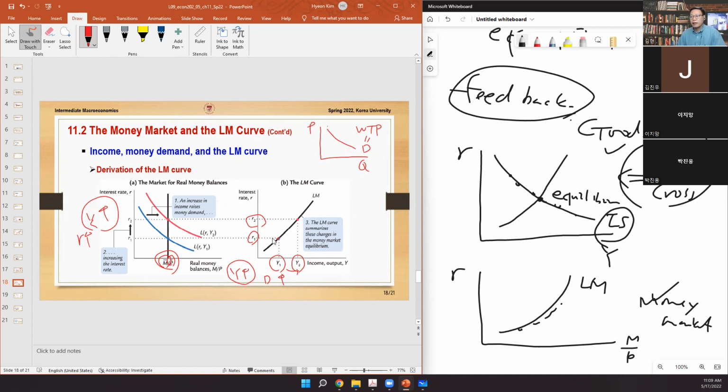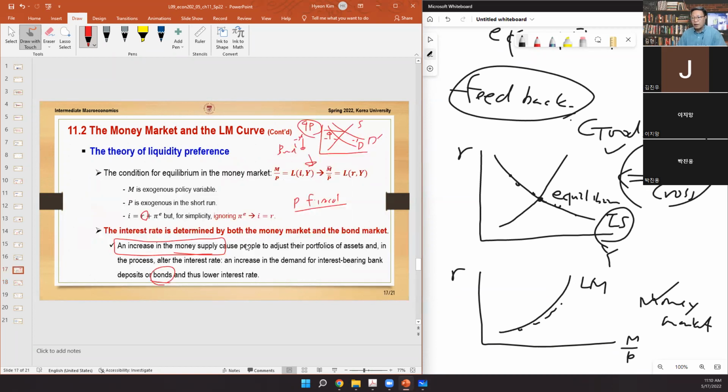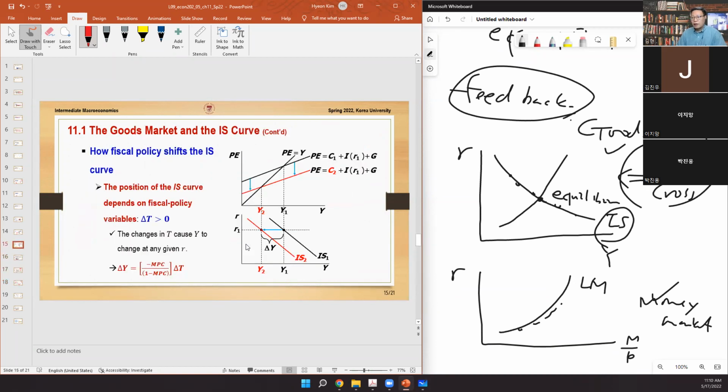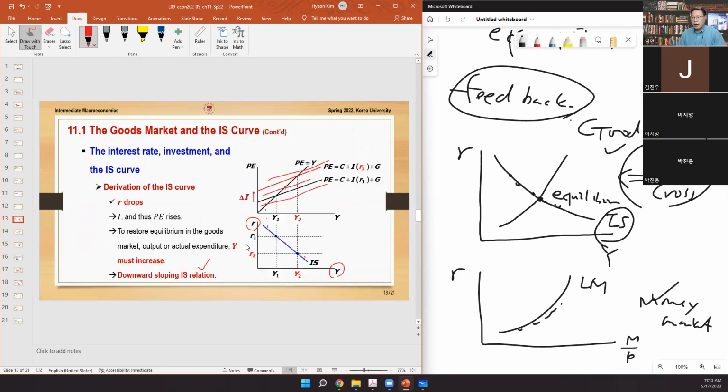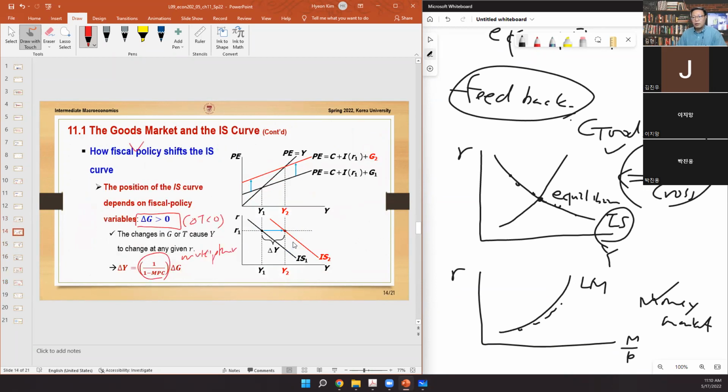That's why simply you can find this LM curve. After that, as you know, when you have a change in the exogenous variable, it will shift the LM curve outward or inward. So again, after having the IS relation, we have to deal with the position of the IS curve.